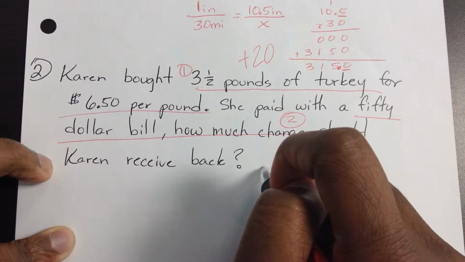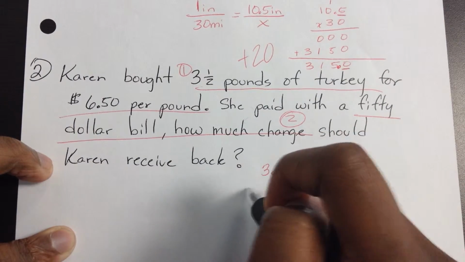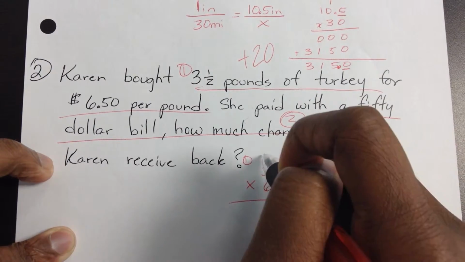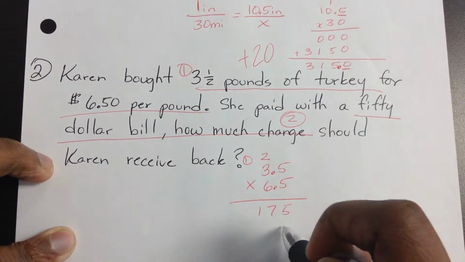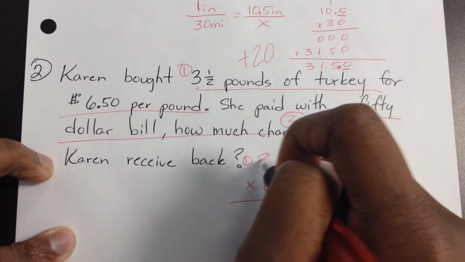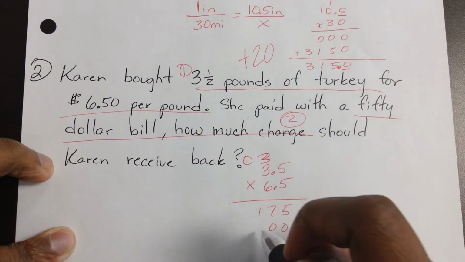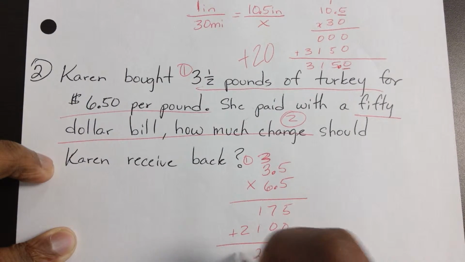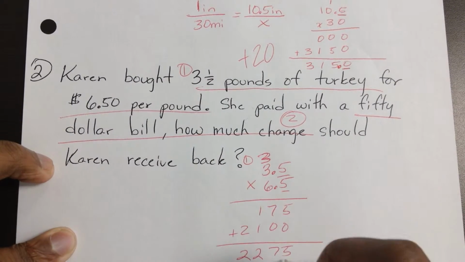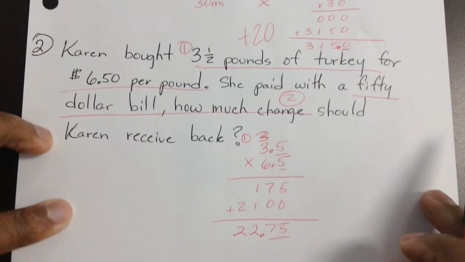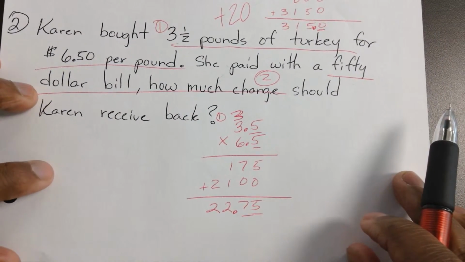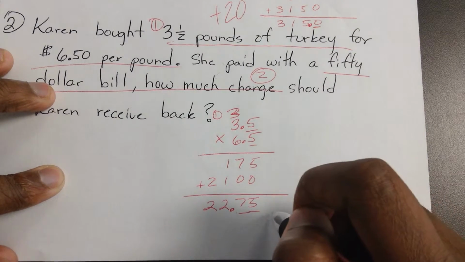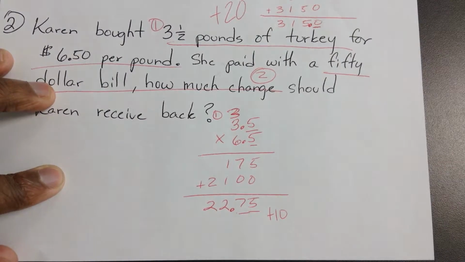3.5, I'll go ahead and convert that to a decimal, times 6.5. This is step 1. 25, carry my 2, 15, 17. Placeholder, 6 times 5 is 30. 6 times 3 is 18, plus 3 is 21. Add that together, 5, 7, 2, 2. 2 decimal places. So we have $22.75. If you have $22.75, give yourself 10 points right there.